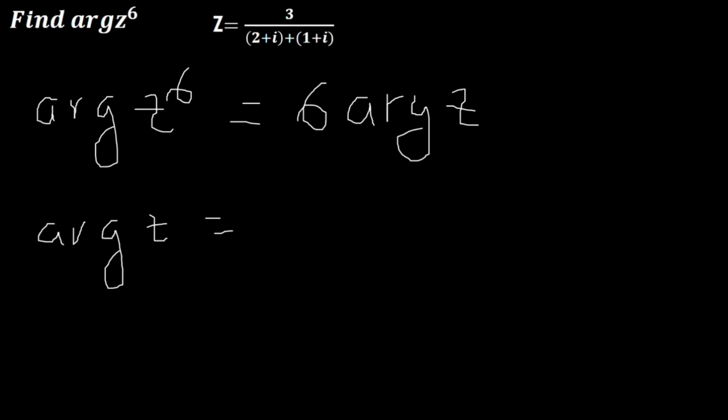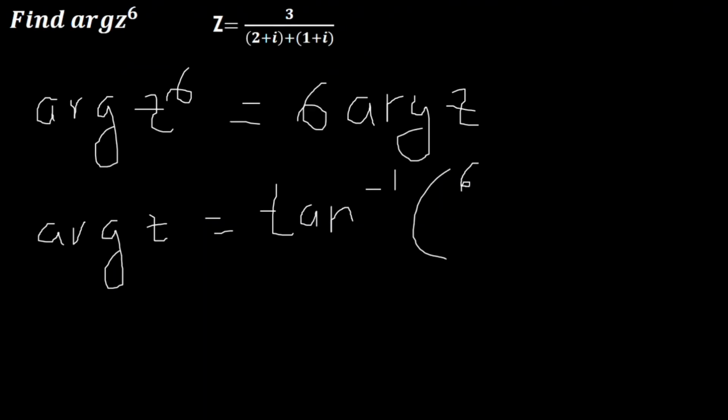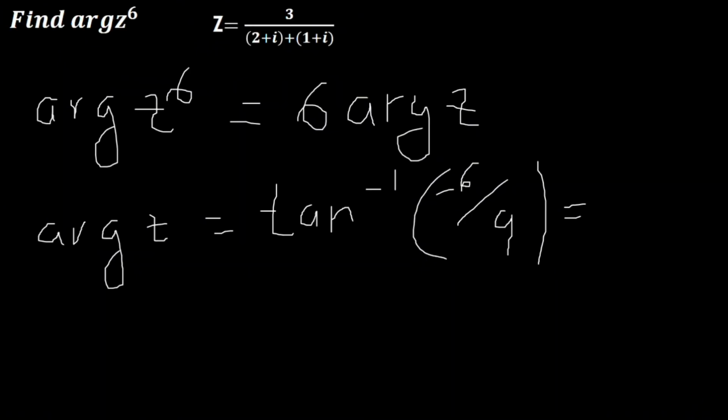We'll come back to our question. Therefore, the argument of z is equal to what? Tan inverse of imaginary, that is 6 on 13 divided by 9 on 13. That will be 6 divided by 9. And the answer, if you punch it on the calculator, 6 divided by 9, tan inverse of that, you have negative 33.69. Sorry, I have a negative here, negative 33.69.